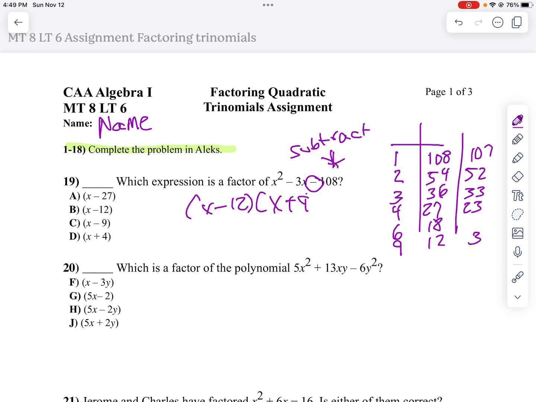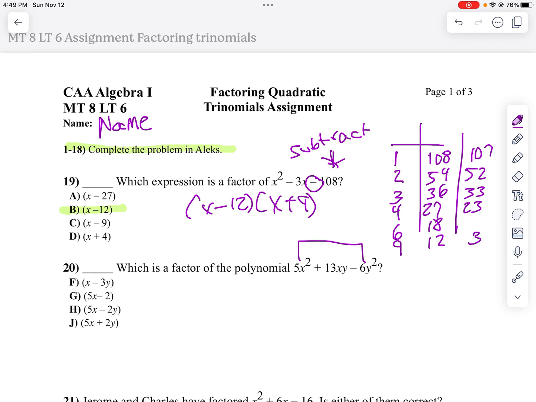Now let's look at our choices. Well, A is not correct. Oh, B is. x minus 12. Notice I have x minus 9 as a choice, but that's not correct. Now in question 20, I think it's easier to use the British method on that one. At least that's my preferable way.